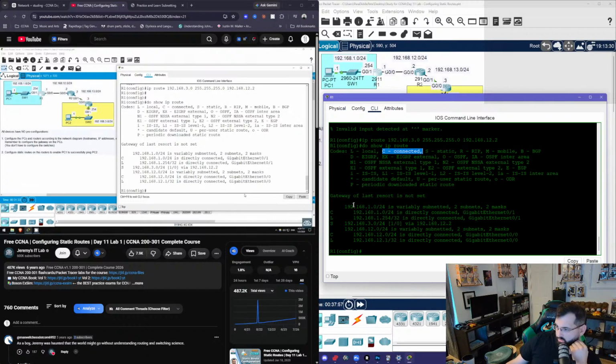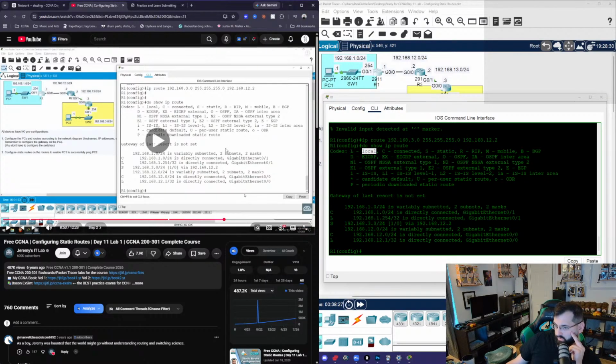There's our connected .1, yes, .24. So that's here, directly connected. Gigabit Ethernet 1. Yes. And then we have the L, which is the local. Okay, let's keep going. Static route we configured, as indicated by the S here.